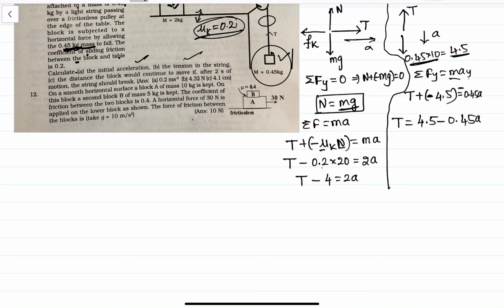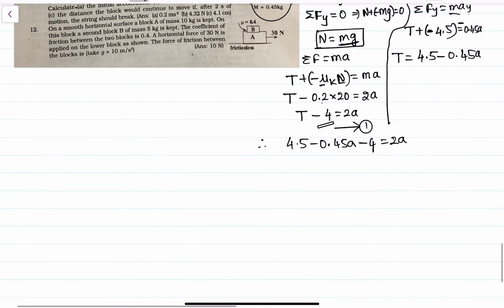Substitute this T value in equation 1. Therefore 4.5 minus 0.45a minus 4 is equal to 2 into a. 4.5 minus 4 is nothing but 0.5. When this 0.45a comes to the right side, it becomes 2a plus 0.45a, that is nothing but 0.5 equal to 2.45a.